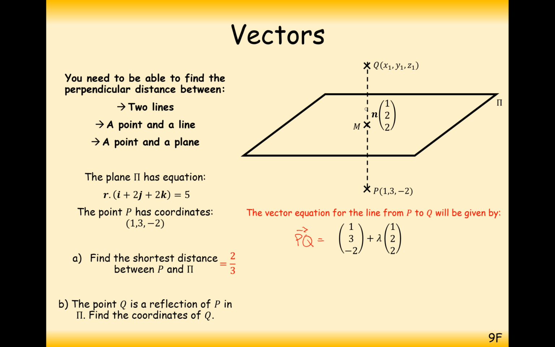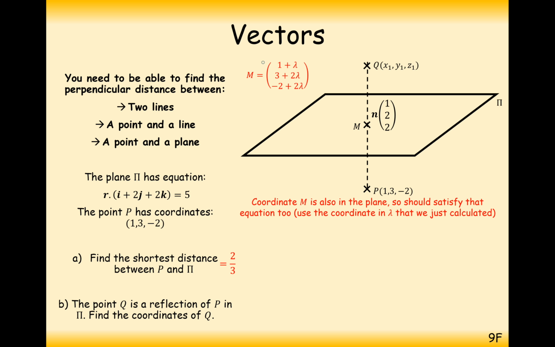The dotted line has a vector equation that starts at (1, 3, -2) and travels in a direction of (1, 2, 2). So the vector is going to be (1, 3, -2), the starting point, add lambda lots of (1, 2, 2), the direction vector, to get from P straight up to the plane. The reason that we're using this direction vector is because that is the perpendicular to this plane. So the coordinate M can be defined by (1 + lambda, 3 + 2 lambda, -2 + 2 lambda). What we're going to do first is find the corresponding value for lambda to get to M, double that, and then we'll get to Q.